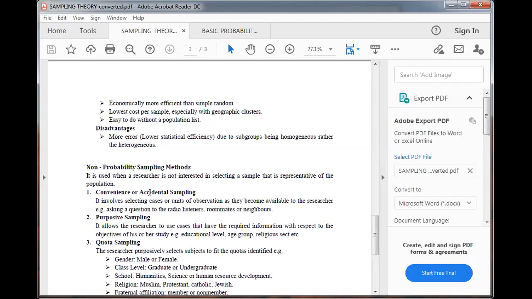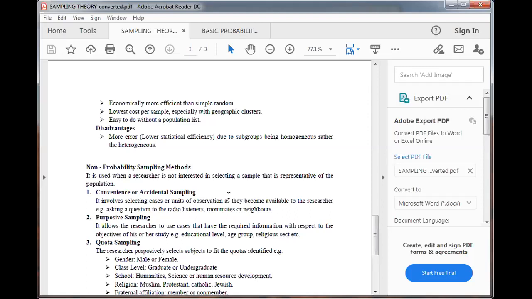Then we have the following methods under the non-probability. Number one, we have the convenience or accidental sampling. This is a case whereby you select a sample based on availability, or how easy it is to get that particular item. For example, if you are one of the students in the CHRM and you are to pick a sample, or you are conducting research on students in Nairobi colleges, and here it is not restricted to which college.